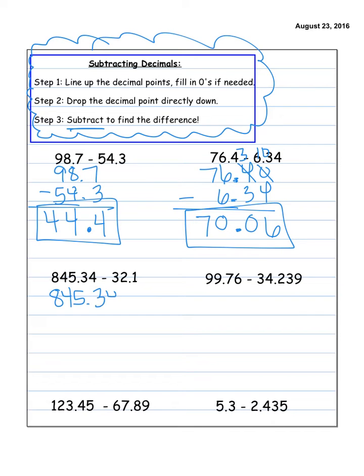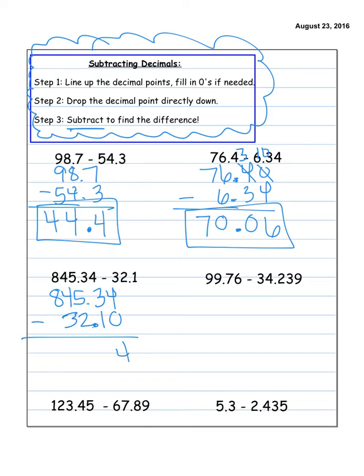845 and 34 hundredths. You can pause me if you want and do the rest of these on your own, and then come back and check. Minus 32 and 1/10, so add a 0.